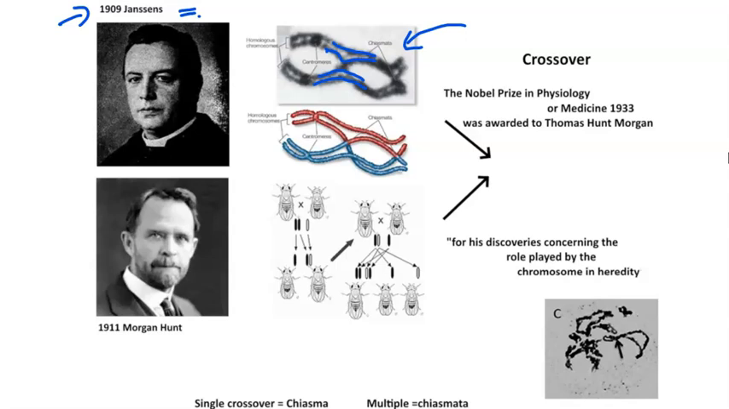And what he noticed was that along the alignment of these homologous pairs, if I just draw this on the right-hand side to simplify the whole thing, at prophase 1 of meiosis, we have the alignment of the homologous pairs. And the adjacent homologous pairs come very close to each other in a process called synapsis. So this is what Janssens was actually observing.